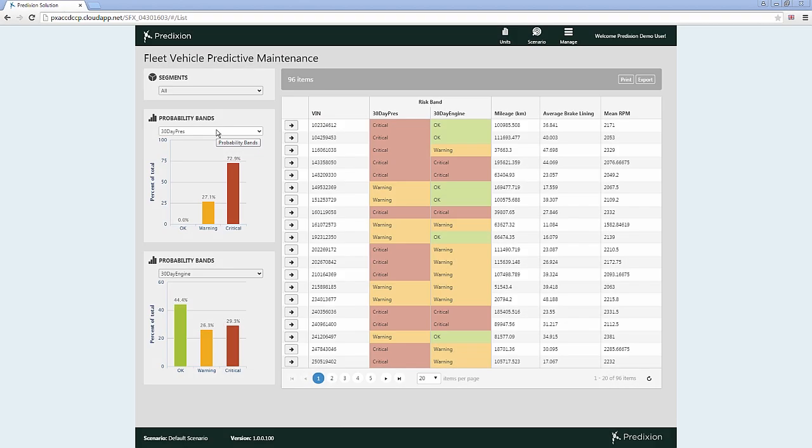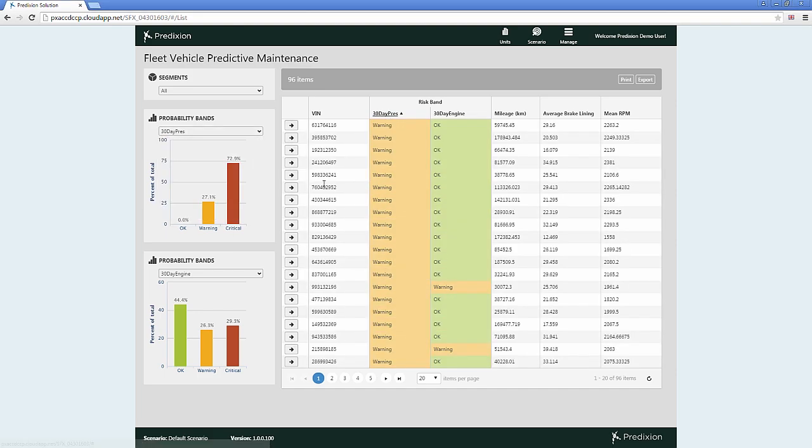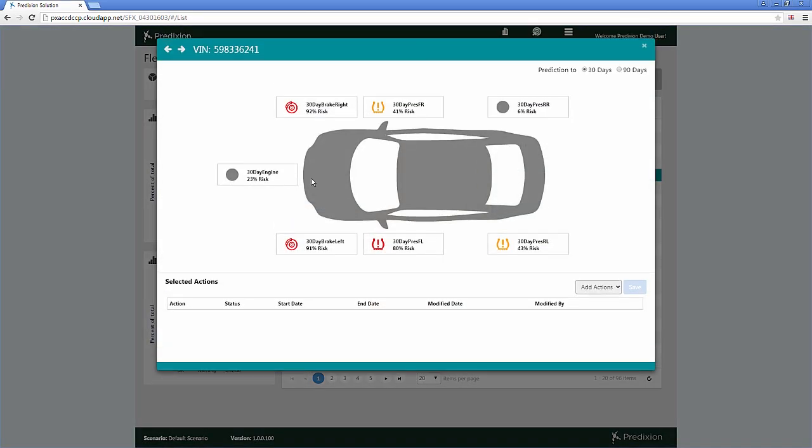Fleet managers can proactively schedule service and minimize breakdowns through web-based applications like this one, which was developed using Predixion Solutions Accelerator. The application uses sensor readings to predict the probability of events over a period of time, and fleet managers can select different maintenance tasks, sort vehicles by risk, or drill down to individual vehicles. Managers can then schedule a maintenance action based on that vehicle's risk details.